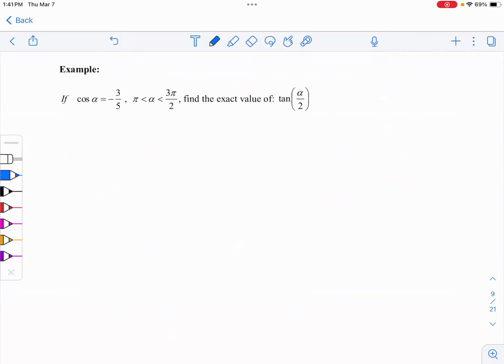So I have cosine of alpha equals -3/5. All right. The angle is between pi and 3π/2. Find the exact value of sine of alpha over 2. Okay, so we can do this in a couple pieces. Let's start with our main triangle. It's always the best place. Pi to 3π/2. What quadrant are we in? Quadrant 3.